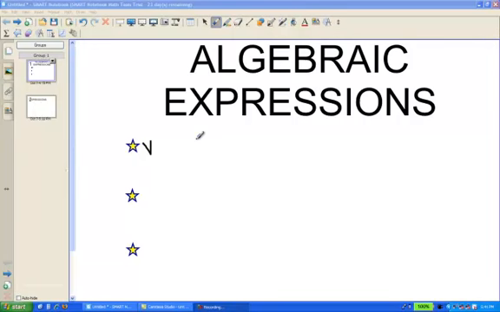Alright, so we're talking about algebraic expressions. Now, we might remember a numerical expression. A numerical expression is just 3 plus 3, or 4 times 2. It has an operation, and there's no equal signs in there, right? An algebraic expression is very similar. Again, we don't use equal signs with these. It's kind of like a phrase.